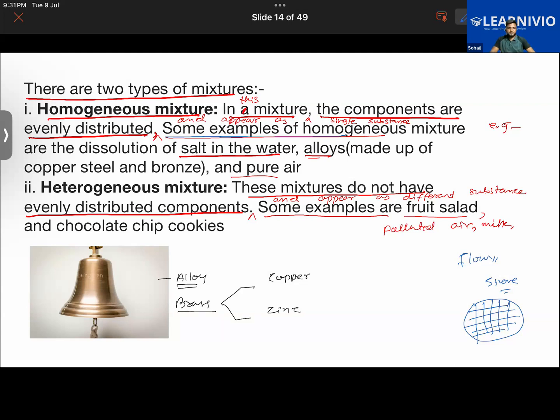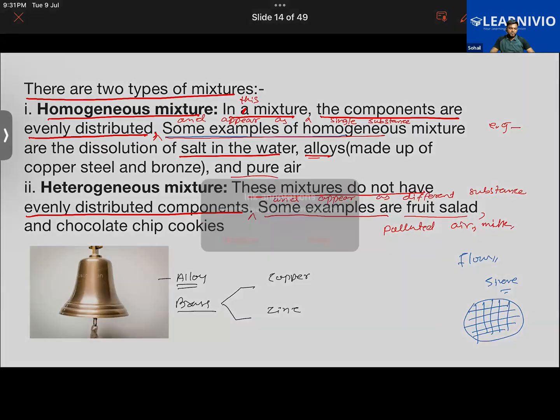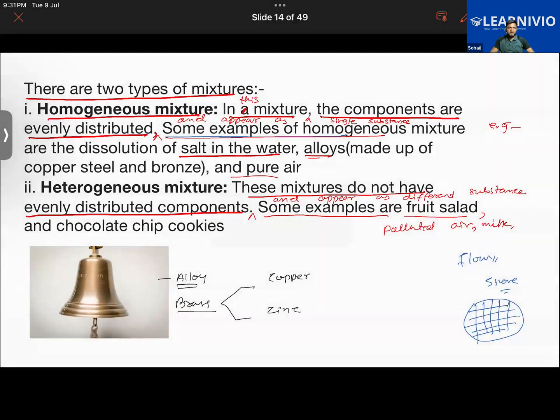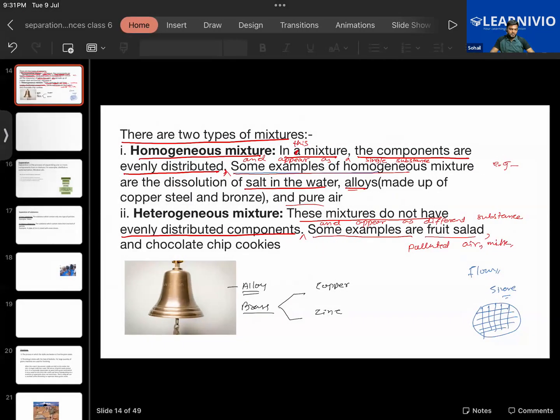Sir, for example, flour and rock. The flour will go down and the rock will remain, or tiny rock particles would be left in it. Good.